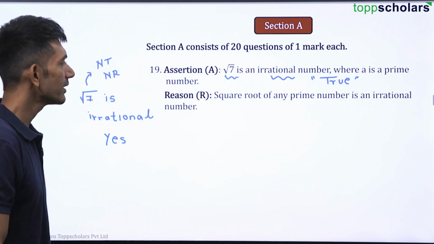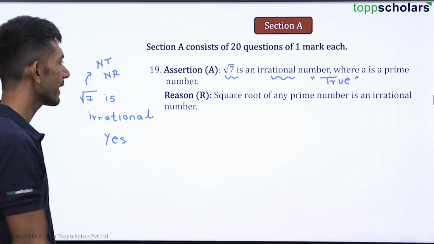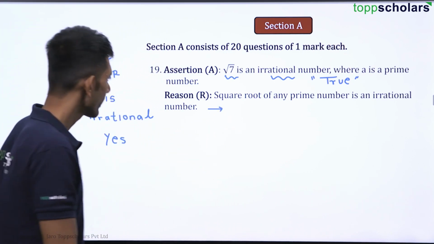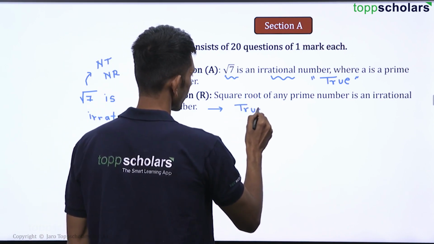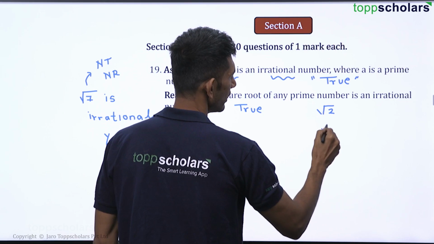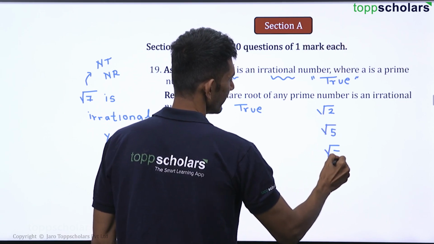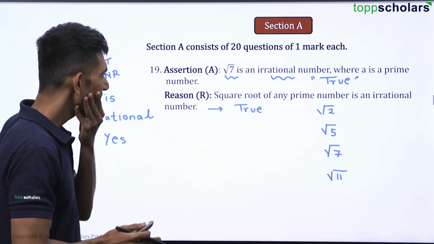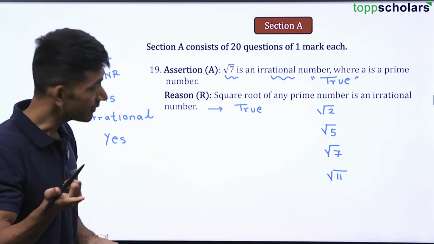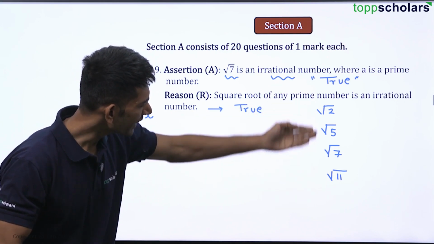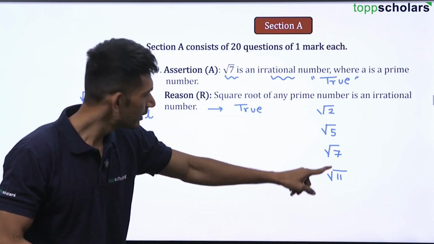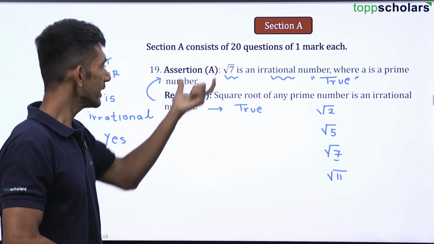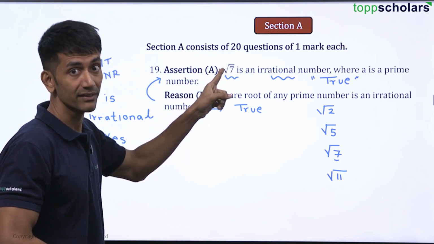Now what is the reason? The reason is square root of any prime number is an irrational number. Is it true? Yes, it is true. You take any prime number: root 2, irrational, root 5, irrational, root 7, irrational, root 11, irrational. Now see, this is true, this is true. But does the reason justify this? Yes, because it says square root of any prime number is irrational. 7 is a prime number, so this will also be irrational. So yes, the reason is the right explanation for this.